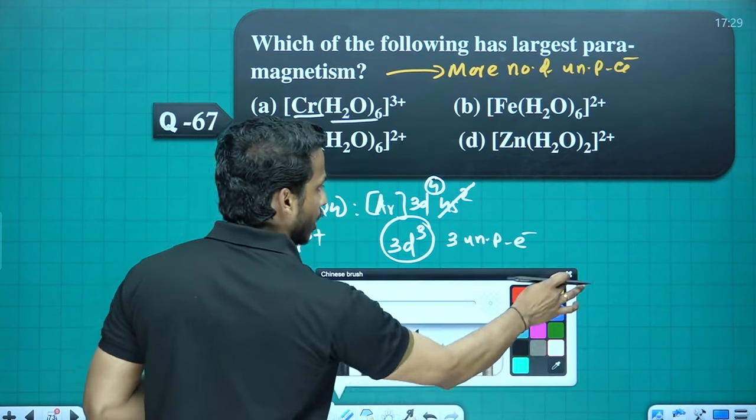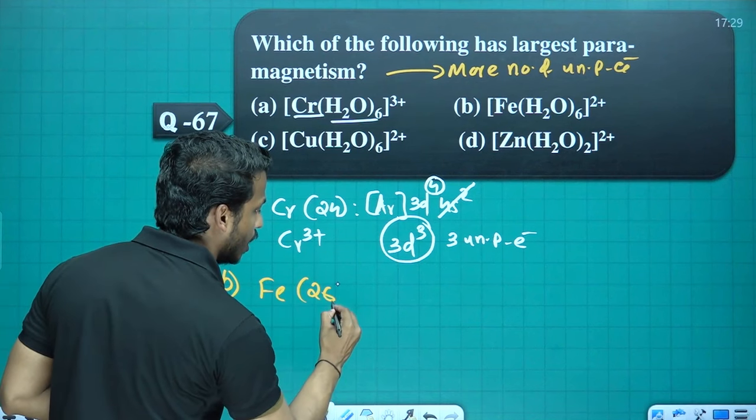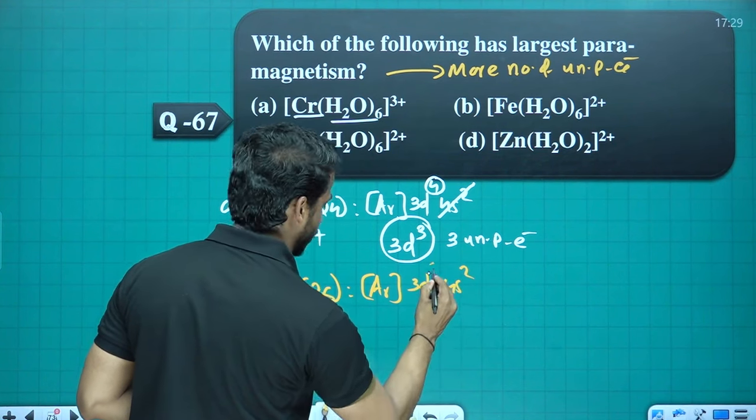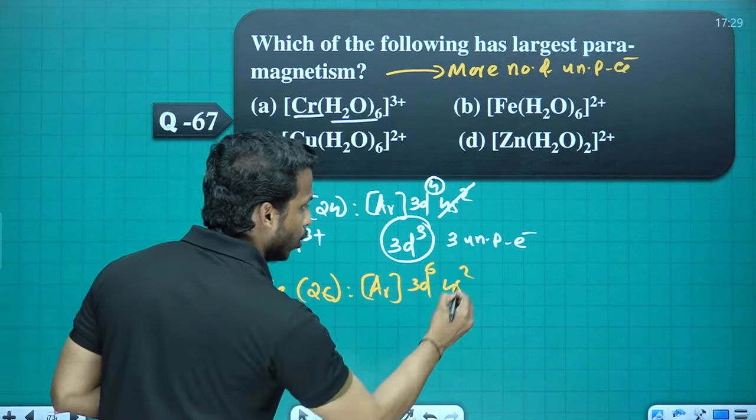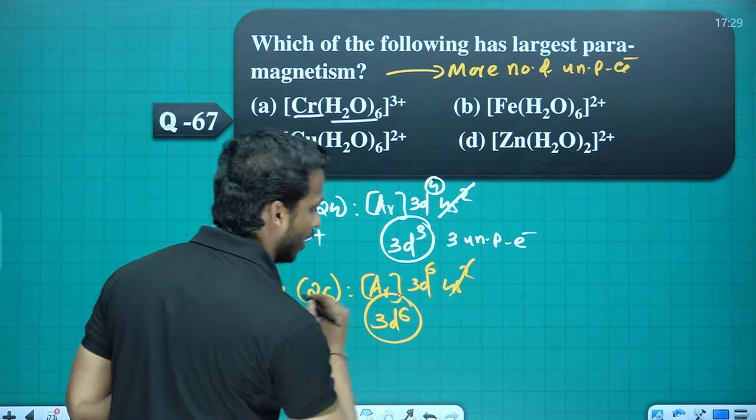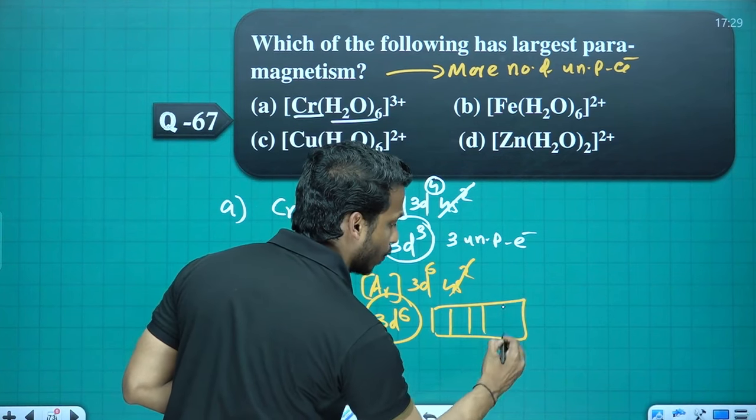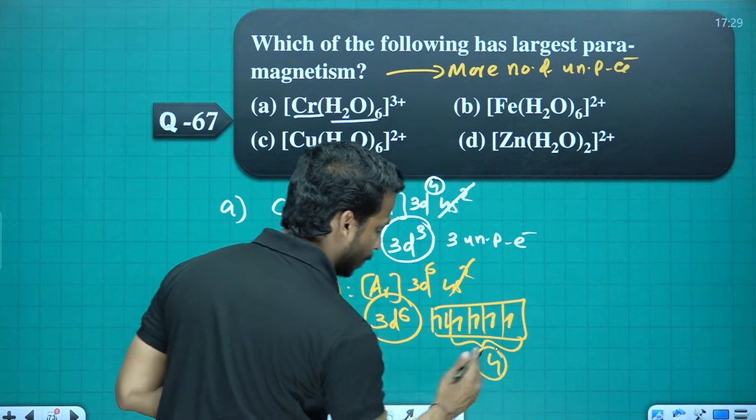First case. Second case is given as iron. Iron atomic number 26. So configuration we can write it as argon 4s2 3d6. And here Fe charge is 2 plus. So Fe 2 plus mean lose these 2 electrons. So 3d6 is remaining. And H2O is a weak ligand. So 6 electron how they occupy? 1, 2, 3, 4, 5, 6. There are 4 unpaired electrons.